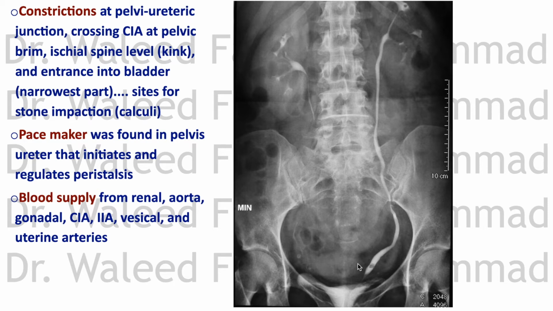Of course, since the ureter is a long organ, as we said, it's 25 or 30 centimeters long. Its blood supply varies. It takes from whatever artery is beside it: from the renal, from the aorta, from the gonadal vessels, from common iliac, from internal iliac, vesical, and even uterine arteries lower down. So it takes multiple sources of blood supply to cover this long structure, which is the ureter.